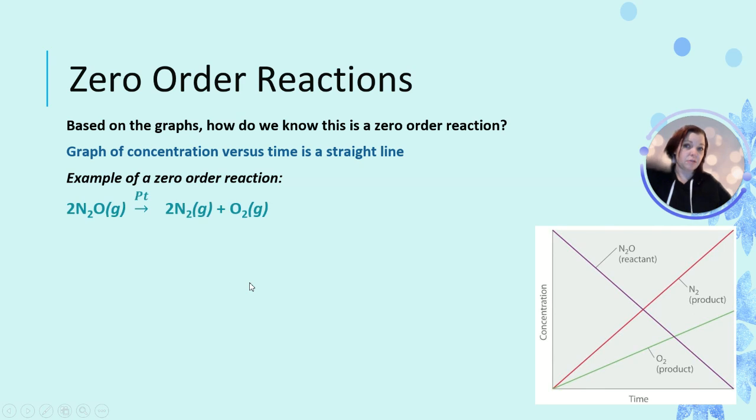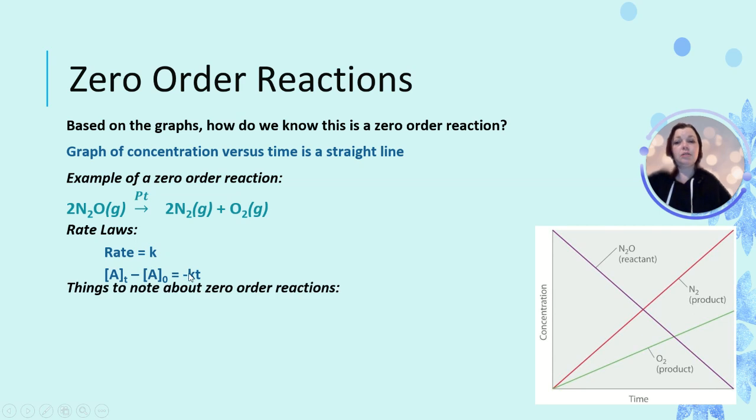An example of a zero order reaction would be the decomposition of N2O via platinum. The rate law here would equal k, and so your rate is equal to your rate constant. Then this is your integrated rate law there.